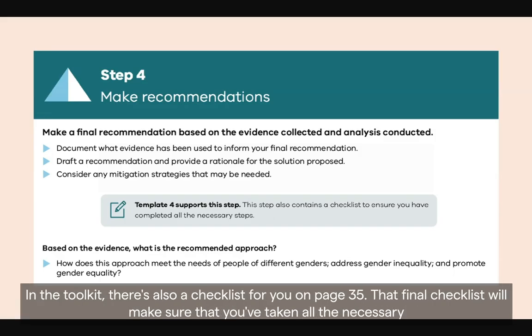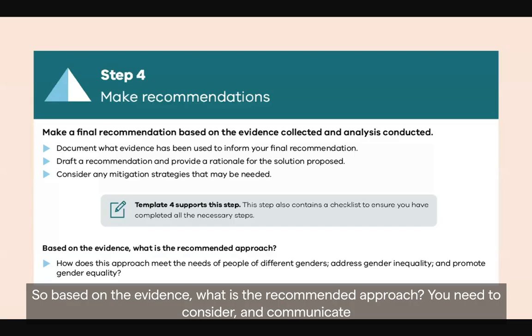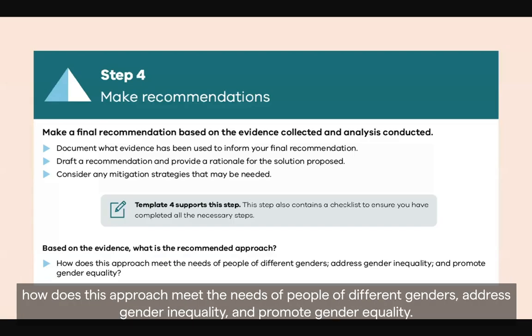In the toolkit, there's also a checklist for you on page 35. That final checklist will make sure that you've taken all the necessary steps to apply a gender lens to your work throughout this process. So based on the evidence, what is the recommended approach? You need to consider and communicate how this approach meets the needs of people of different genders, addresses gender inequality, and promotes gender equality.